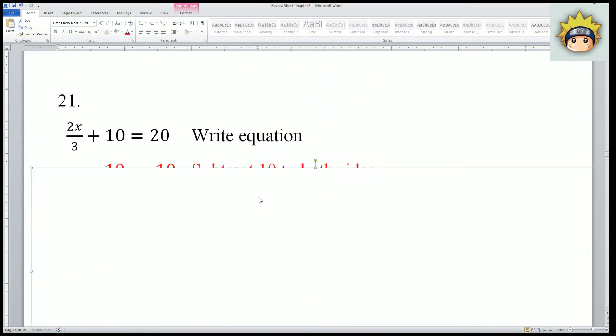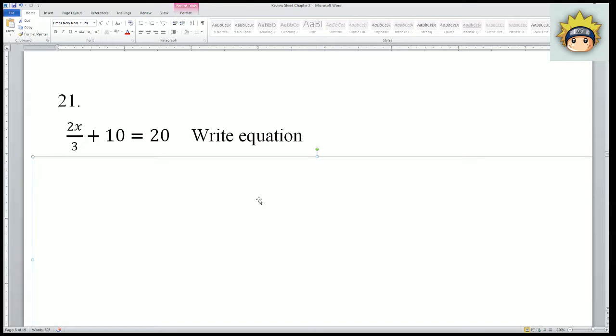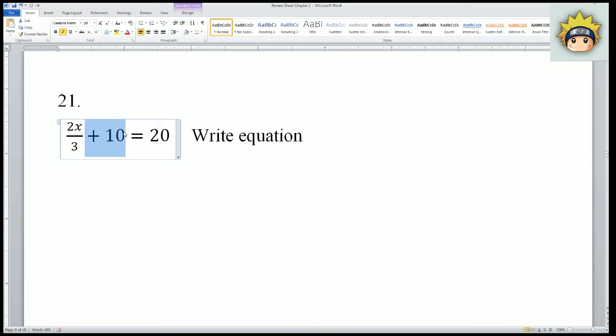21 has this equation, 2x divided by 3 plus 10 is equal to 20. My first step is always to rewrite the equation. I can do a lot of things here, but let me do the most outward thing first, the thing on the outside. The plus 10 is what is on the outside, so let's get rid of the plus 10.